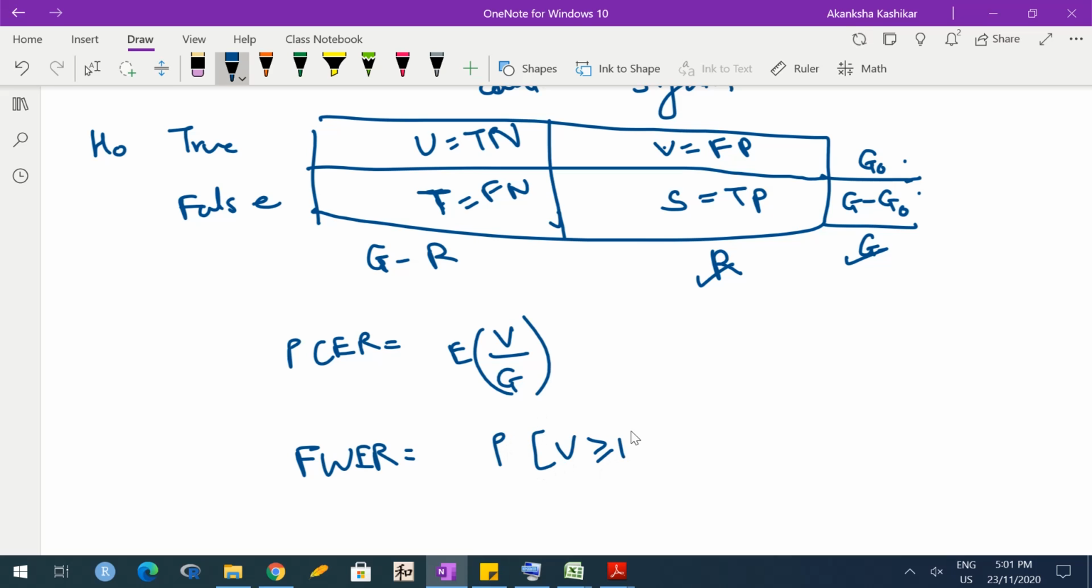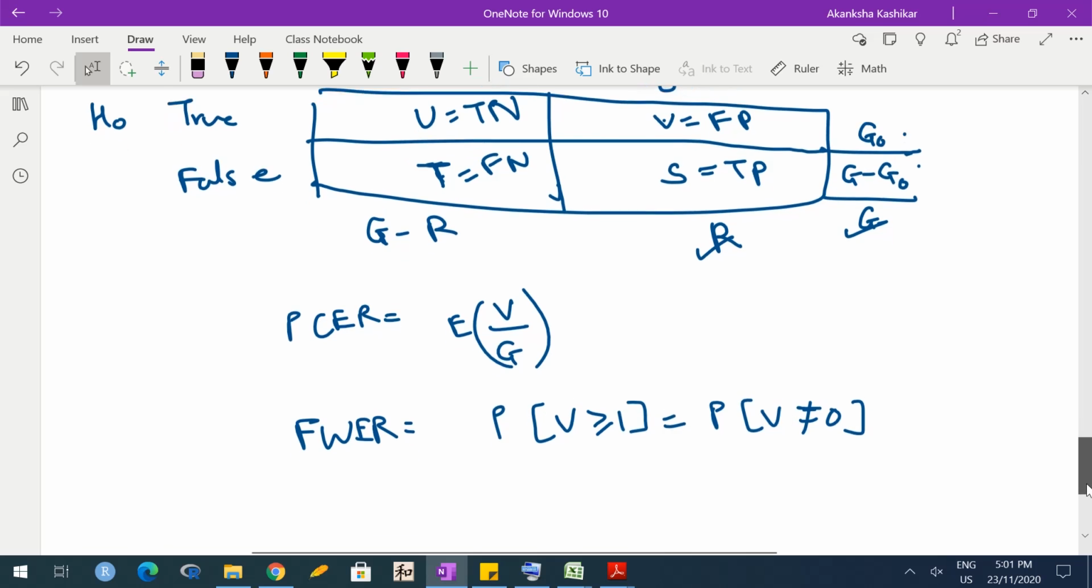So it is the probability of V being greater than or equal to 1. Okay, at least one false positive. And V of course cannot be negative, so this is the same as the probability of V not equal to 0. Anyway, all these are counts, so they can't be negative and they can't be fractions.